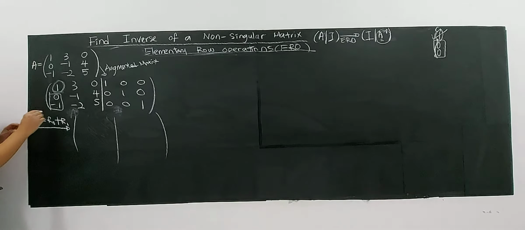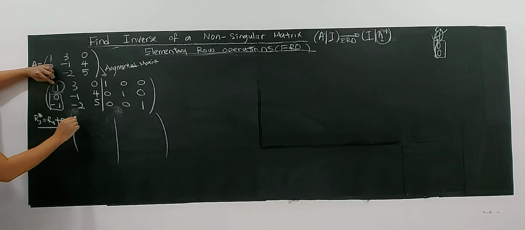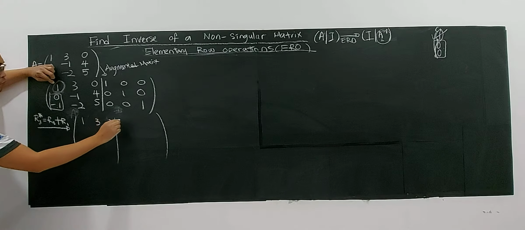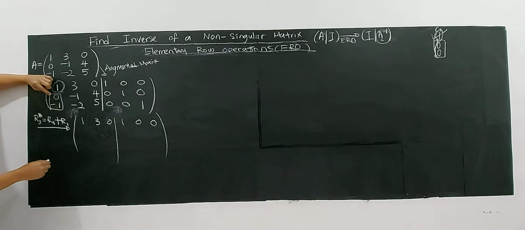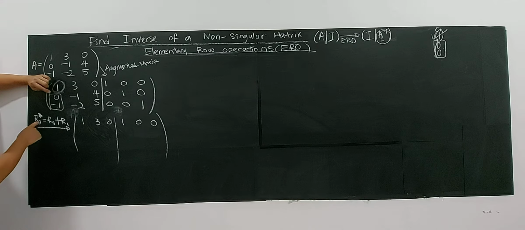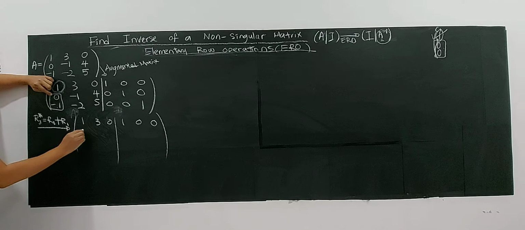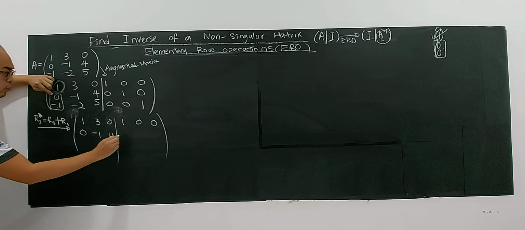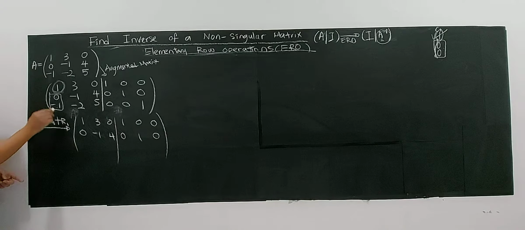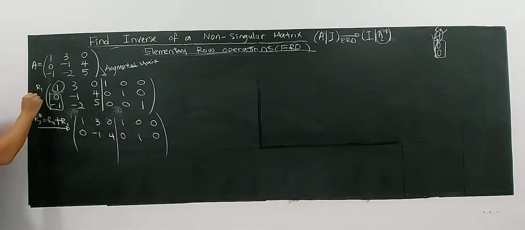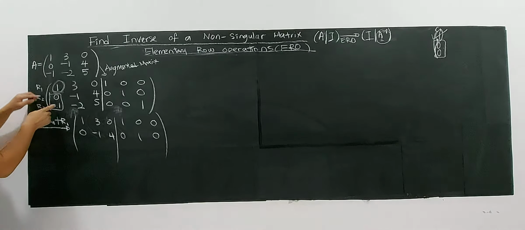The one that is not modified is row 1: 1, 3, 0, 1, 0, 0. Row 2 is not modified: 0, negative 1, 4, 0, 1, 0. Now going for row 3. This is your row 1, row 2, row 3. It's between row 3 and row 1.